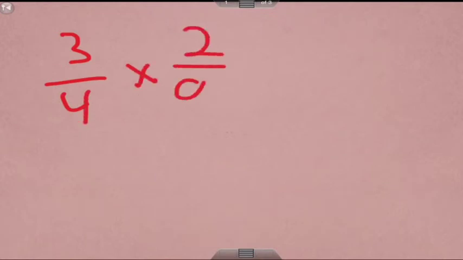Okay, today we're going to talk about multiplying and dividing fractions. So let's start with multiplying fractions. If I have a problem like 3/4 times 2/9, what you do basically is you just multiply straight across.